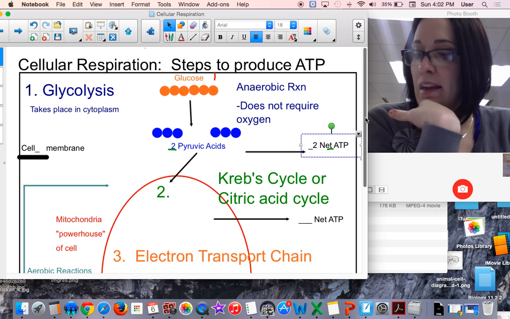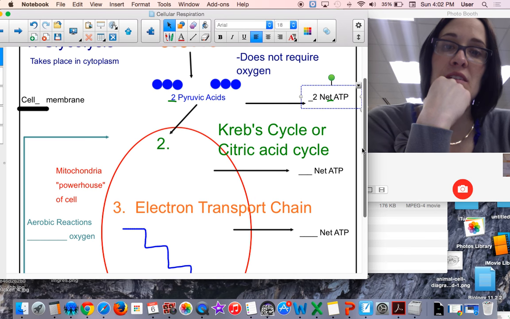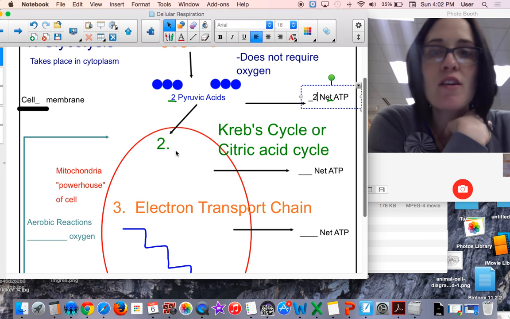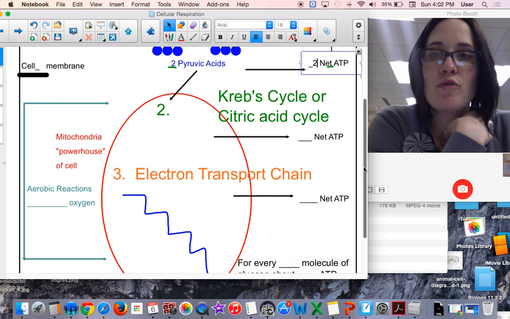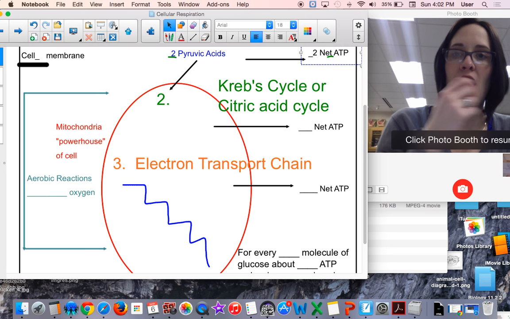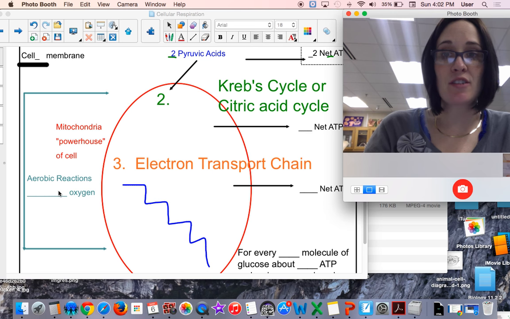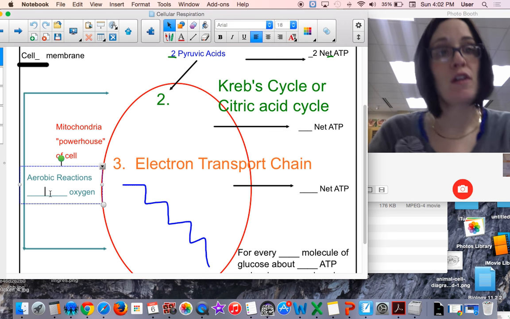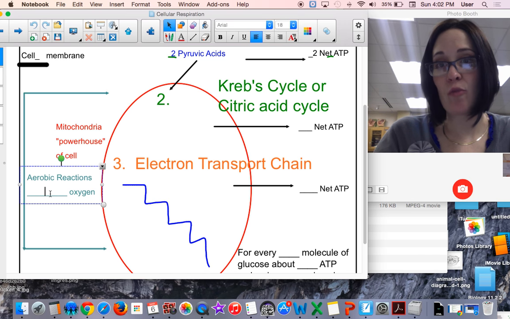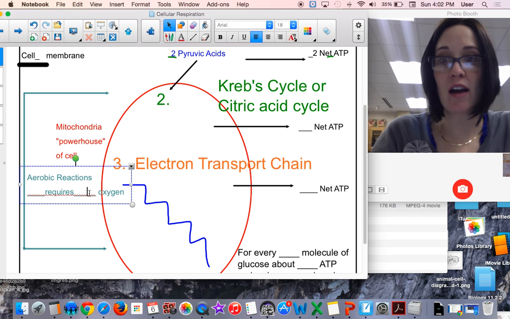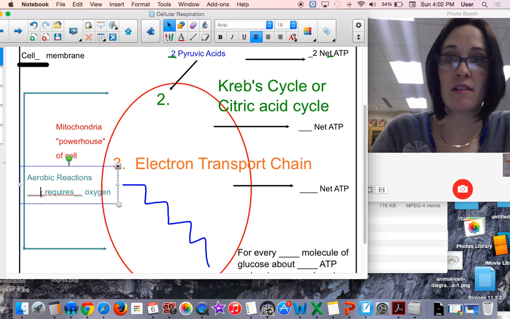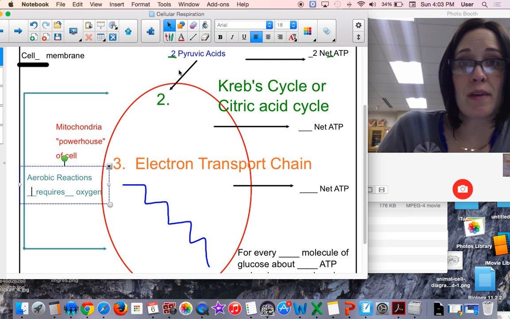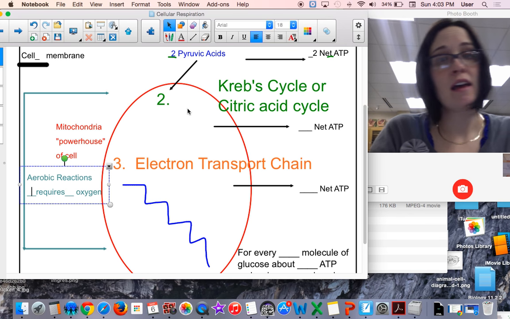Okay? The next reaction that happens to produce ATP, it's called the Krebs cycle. Another name for it is a citric acid cycle. And notice that I put the number 2 inside this oval shape right here. This is the mitochondria. Okay? So this reaction takes place in the mitochondria itself, which are in the cell. Any reaction that takes place in the mitochondria is aerobic, so it requires oxygen. Write that down, requires oxygen. So back to the citric acid cycle or the Krebs cycle. The pyruvic acids produced up here are needed to start this chemical reaction, and it's actually a cycle.